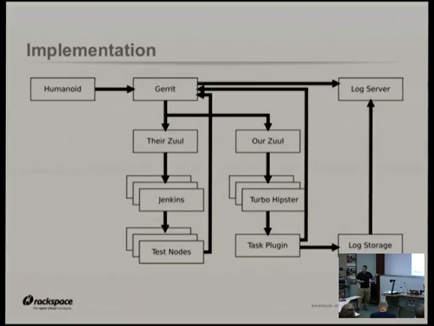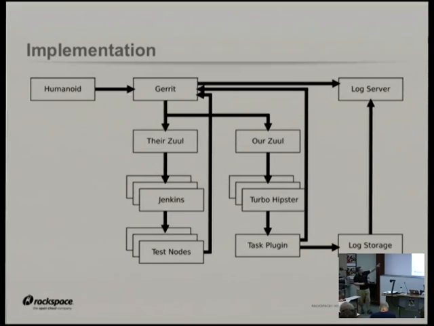Turbo Hipster has a series of task plugins, and that's where you do your local testing logic. So when we implemented this database migration stuff, what we actually did is write a task plugin, ignoring the fact that we had to write Turbo Hipster first. The task plugins store logs, which get pushed to a log server, and then at the end of the test run, the task plugin says to Turbo Hipster, I'm done, and it kind of all routes back.